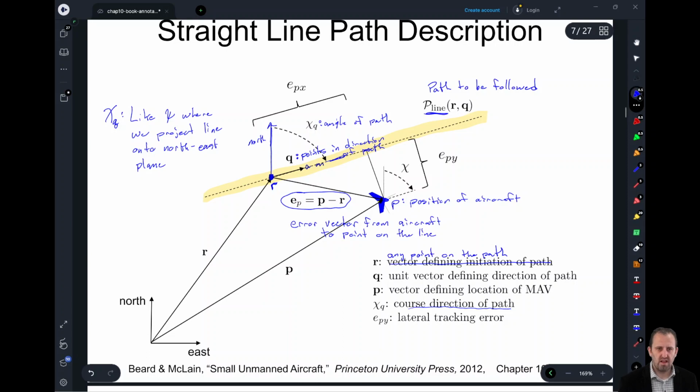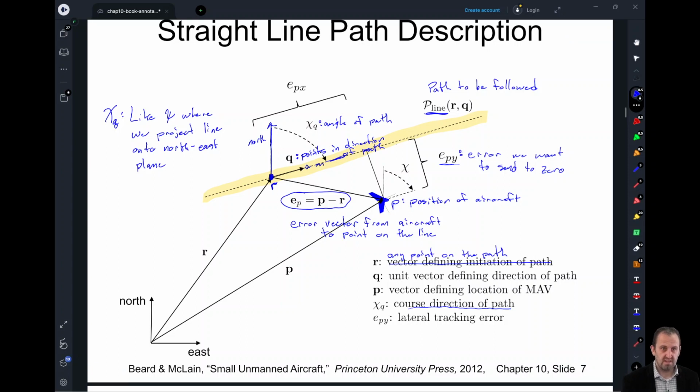And we're doing line following, so we don't really care how much error we have going along the direction of the aircraft. We don't care about our error in that direction of R. But what we do care about is this lateral error. So this is the error we want to send to 0. We're going to call that the y component, the component we're trying to squish down so that we can go down to 0.